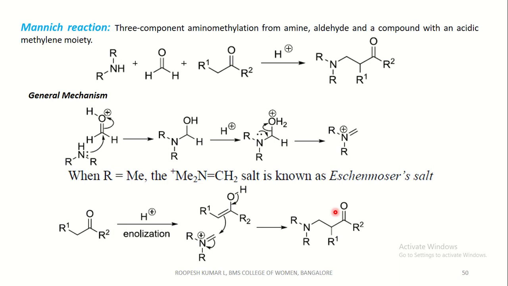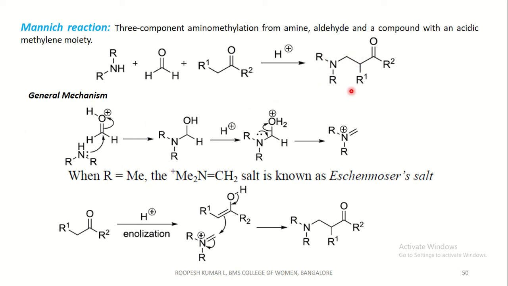Coming to the next reaction, this is also very important, a Mannich reaction. This is a 3-component aminomethylation from an amine, an aldehyde, and a compound with an acidic methylene moiety. That is, it is a three component reaction. This is an amine, this is an aldehyde, this is a compound with an acidic methylene moiety. This is an acidic methylene compound, in the presence of acid to give an aminomethylation. This is an aminomethylated compound.